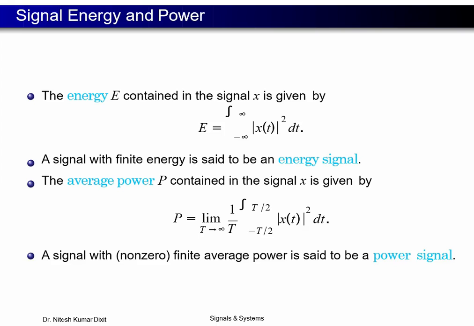Now next is signal energy and power. The signal energy is equal to the integral from minus infinity to infinity of the modulus of x(t) squared dt. This is known as the energy of the signal. The average power P contained in the signal x(t) is given by P equal to the limit as T tends to infinity of 1 by T times the integral from minus T by 2 to T by 2 of the modulus of x(t) squared dt. A signal with finite average power is said to be a power signal.